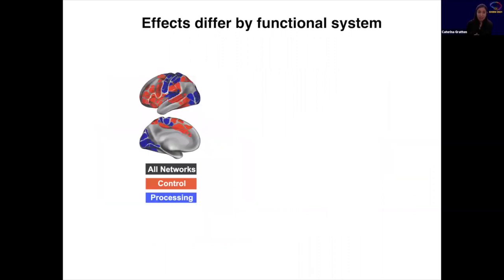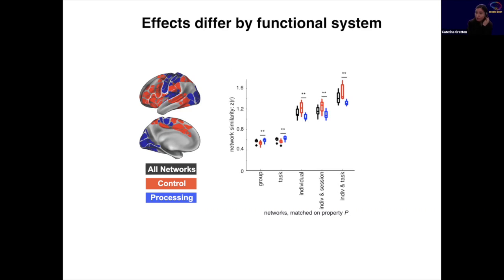We also looked at how these different factors varied across the brain. One way we looked at this is by contrasting higher level association networks involved in top-down control, such as the frontal parietal and cingulopercular networks, as well as the dorsal and ventral attention networks. And we contrasted these with more basic sensory motor processing systems like the visual system, the auditory system, and the somatomotor systems.